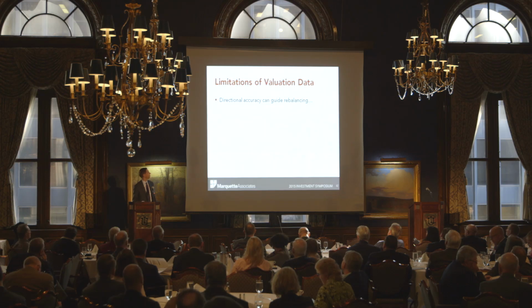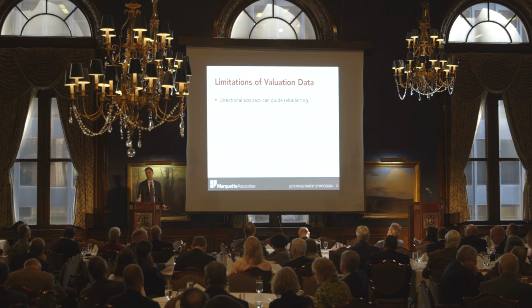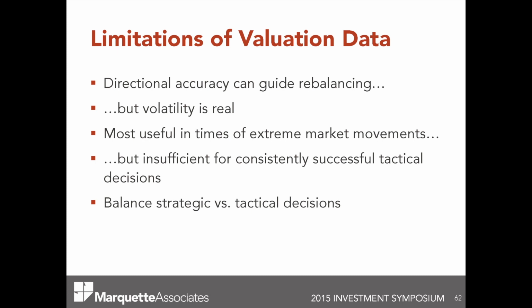So let's wrap up. You've seen there's some very clear limitations of valuation data. Directionally, for these extreme outlier events, they can guide the rebalancing decision, but we don't think it's much more than the rebalancing decision. Critically, the volatility is real. You've seen that by all the distribution of blue bars and red bars. It's most useful in times of extreme market movements, so those 1.5 standard deviation events, the 2 standard deviation events, when we're really overpriced, really underpriced. Again, we think it can guide rebalancing, but it's certainly not enough to make tactical decisions.